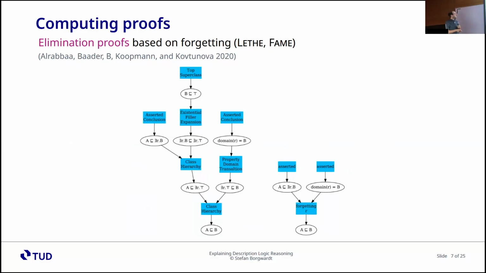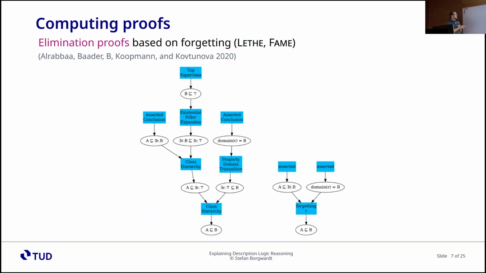On the right side, we have this forgetting-based proof where we start from two axioms in the ontology. It says A is subsumed by exists R.B, and the domain of R is B. Then by just forgetting R, all that remains is that A is subsumed by B, which you wanted to prove. So in this case, the proof is very short. It's just one step. And if you're familiar with the semantics, this is probably enough.